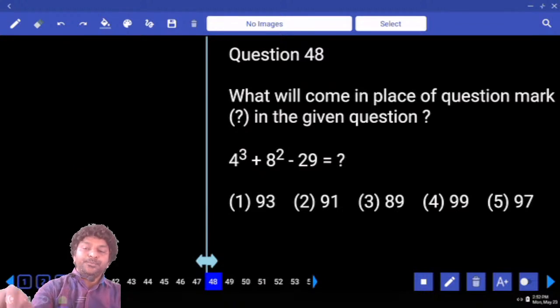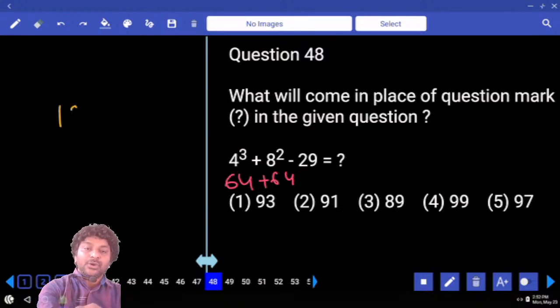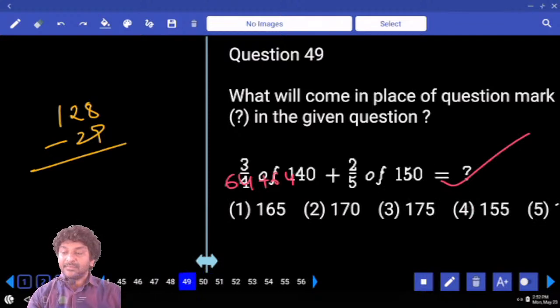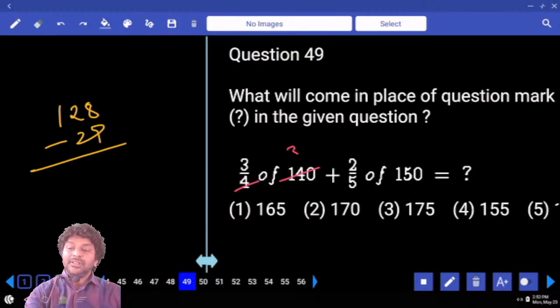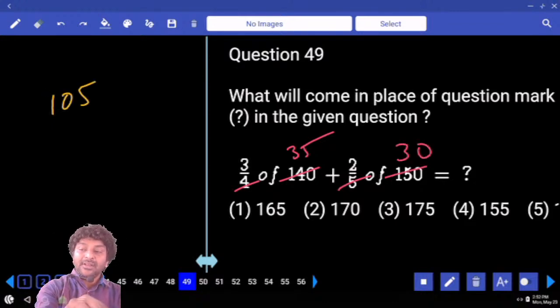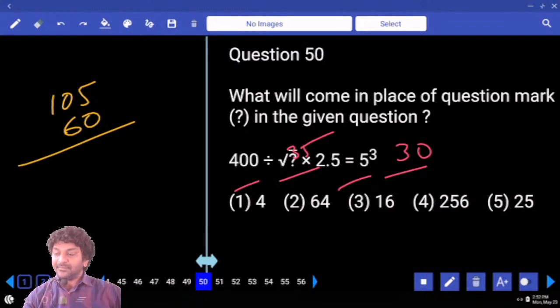Right, 4 cube, 64, 8 square, 64, sum of these two, 128. From that, if you subtract 29, answer 99. 4, 35 times, 5, 30 times, 3 times of 35, 105, 2 times of 30, 60, sum 165.